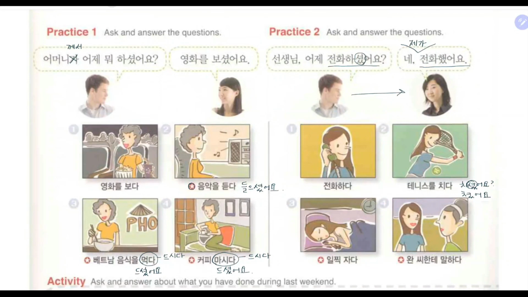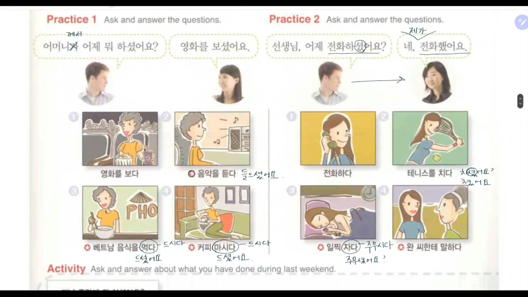선생님, 어제 일찍 자셨어요? If you say 자셨어요, only 50% correct. Because we have this random honorific form, isn't it? 주무시다 있어요. 자, 그래서 how would you say, 선생님, 어제, yesterday, 일찍 주무셨어요? 자, and how would you answer? 어떻게 말해요? 네, 일찍 잤어요. Be careful. When you talk about yourself, you never use honorific form.